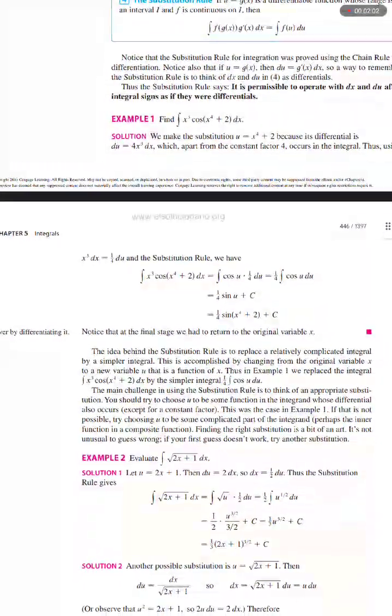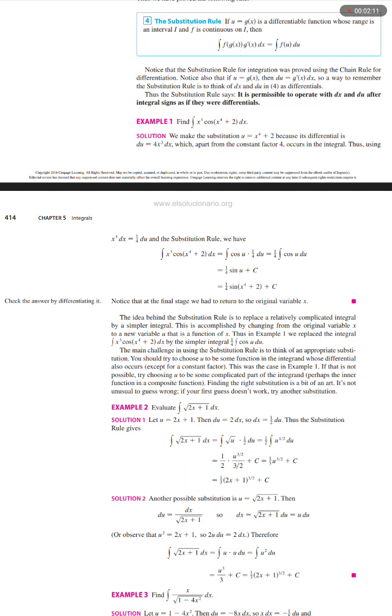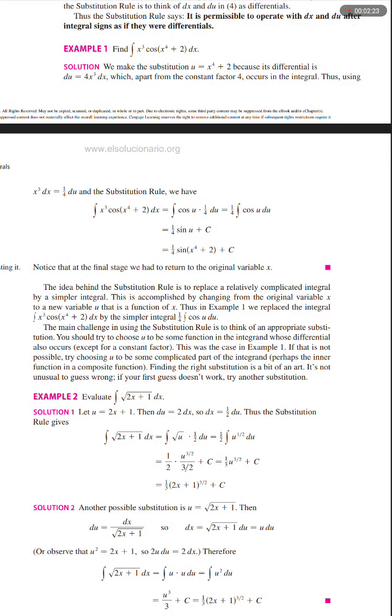Thus, using x cubed dx equals 1 over 4 du and the substitution rule, we have the integral of x cubed cosine of x to the fourth power plus 2 dx equals the integral of cosine u times 1 over 4 du equals 1 over 4 the integral of cosine u du equals 1 over 4 sine u plus big C equals 1 over 4 sine of x to the fourth plus 2 plus big C.